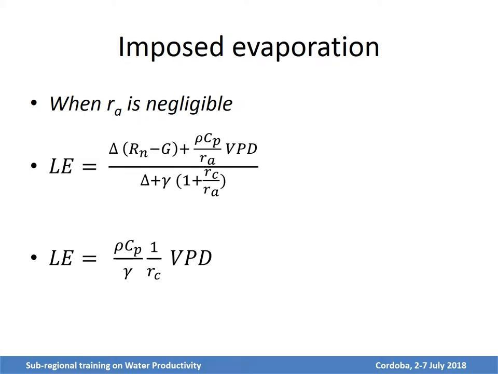Opposed to that, we have conditions where aerodynamic resistance is negligible, is very small. In that case, the Penman-Monteith equation reduces to this equation, which is called imposed evaporation, where evapotranspiration is a function only of RC, canopy resistance, and VPD. Rho, Cp, and gamma are constants. Rho is air density, Cp is the specific heat of air at constant pressure, and gamma is the psychrometric constant.